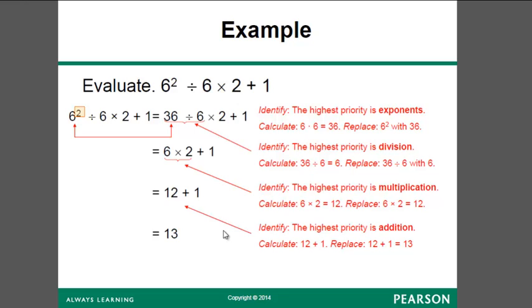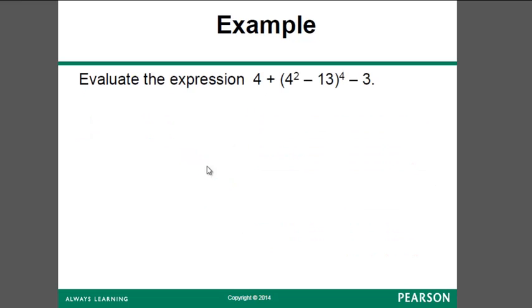If you had done the problem differently, if you had done this multiplication before the division, you would have come up with a totally different answer. Try it on your paper. See what you get. You'll notice that you get a totally different answer, which is not a good thing. That is why it is agreed upon in the order of operations. You must do multiplication and division in order from left to right. Let's look at another example.